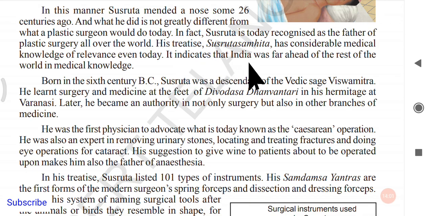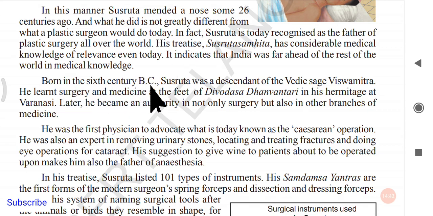Next, it indicates that India was far ahead of the rest of the world in medical knowledge. Because of this particular evidence, we can say that India was far ahead in the field of medicine. There was no other person in the world who used to do these types of surgeries many centuries ago. So we can say India was so advanced in the medical field in those days and in those centuries.